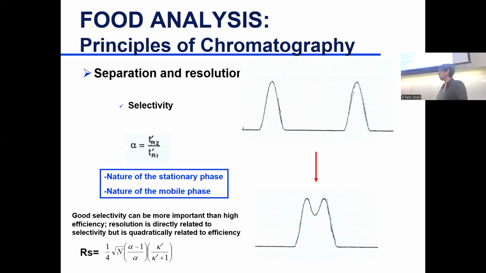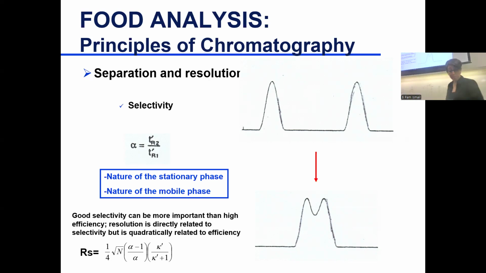So selectivity is easier to think about. The more selective your stationary phase is to your compounds of interest, the better separation you're going to get. If you have compounds that are very similar in molecular structure and your stationary phase is not able to select them properly or have good selectivity, then we don't get separation. So usually this is controlled by our choice of stationary phase and our choice of mobile phase. So the selectivity is something that we can control by selecting the stationary phase and the mobile phase based on the characteristics of our compounds.